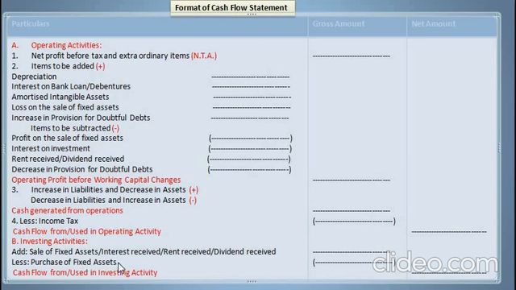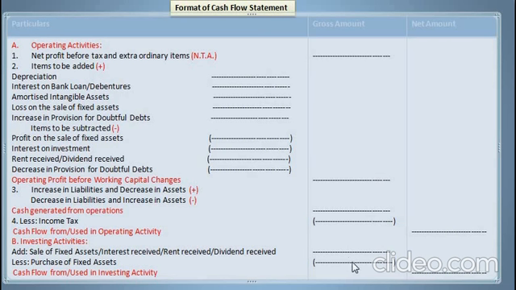We less purchase of fixed assets. Children, usually I will suggest that in case of investing activities for fixed assets, you always have to go for ledger account. Okay, that I will discuss in my next video. Because purchase of fixed assets we are subtracting, the figure is coming in bracket.